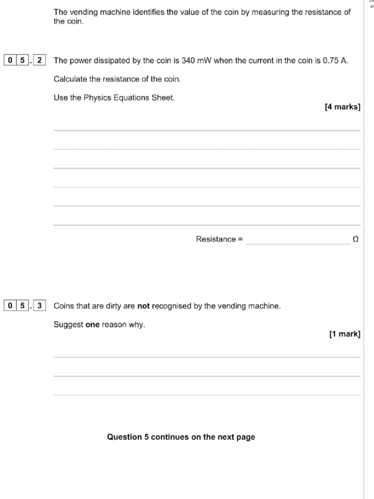Okay, so then we're told that the vending machine can identify the value of the coin by measuring the resistance. We are given a power for the coin and a current, and we are asked to calculate the resistance using our equation sheet. So we're looking for an equation that links together power, current, and resistance, and that is P equals I squared R. So we want to rearrange that to make R the subject. So R is P divided by I squared.